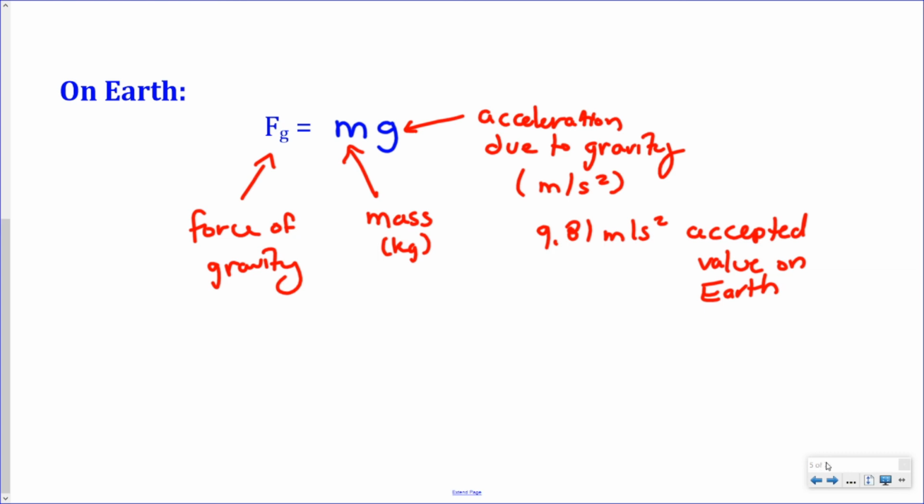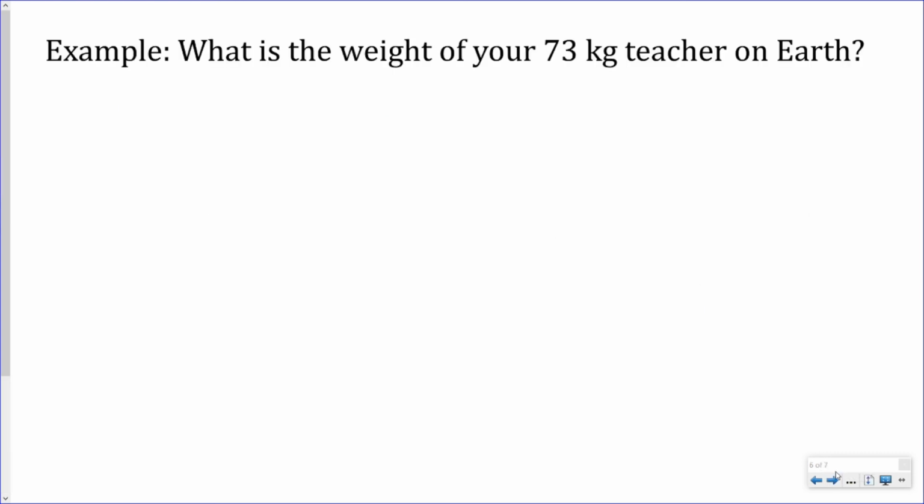So let's go ahead and do a question based on this formula. Pretty easy formula, only three variables to deal with. Your example is: what is the weight of your 73 kilogram teacher here on Earth? Later on we'll put me out in space and all that sort of fun stuff, but for now, let's say I'm here on Earth. Doesn't always feel that way, but let's say I am. So I'm asking you, what is the weight of me?